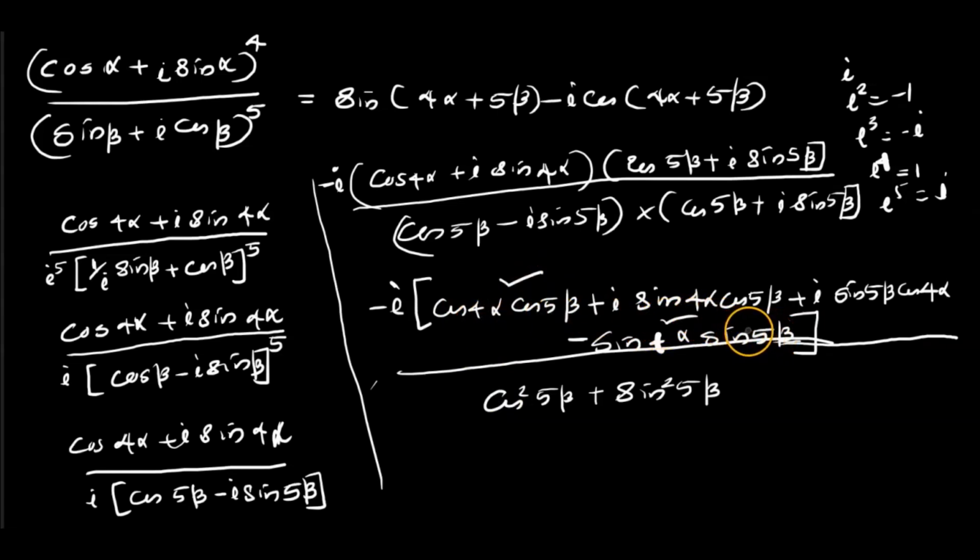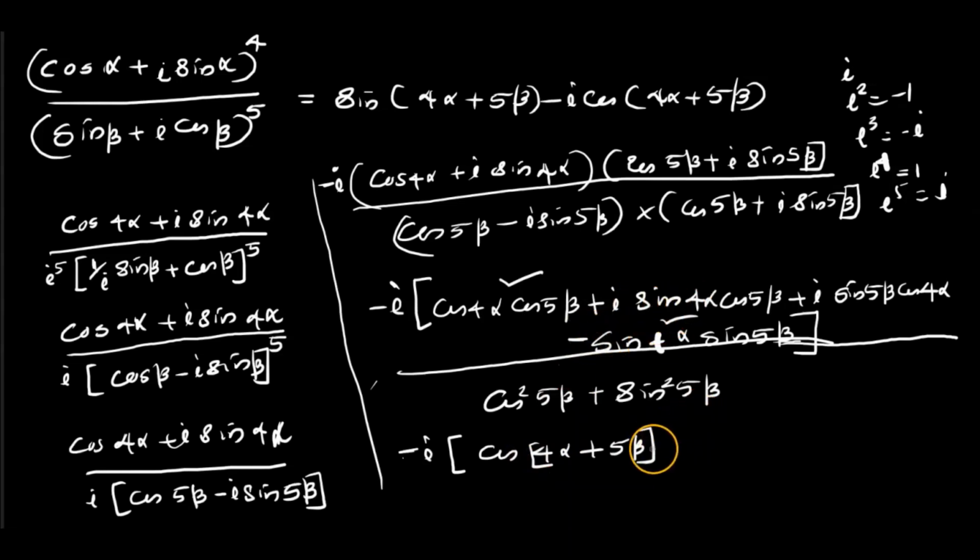Now in the numerator, notice that cos 4 alpha cos 5 beta minus sin 4 alpha sin 5 beta. We know the formulas of cos a plus b and sin a plus b, cos a minus b, sin a minus b, everything. This is cos a cos b minus sin a sin b. That means cos a plus b. So this is minus i cos of 4 alpha plus 5 beta.